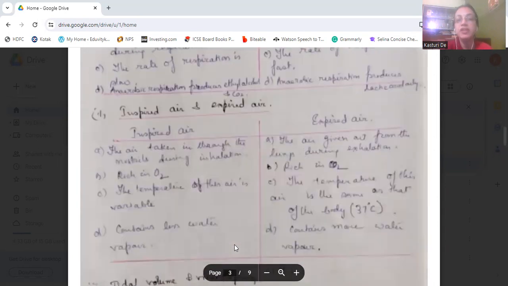Then the difference between inspired air and expired air. Inspired air is the air which is taken in through the nostrils during inhalation, and expired air is the air which is given out from the lungs during expiration. Inspired air is rich in oxygen, and expired air is rich in carbon dioxide. The temperature of inspired air is variable, but expired air is the same as the body temperature, that is 37 degrees centigrade. Inspired air contains less water vapor, whereas expired air contains more water vapor.